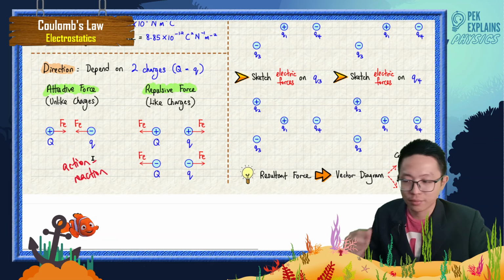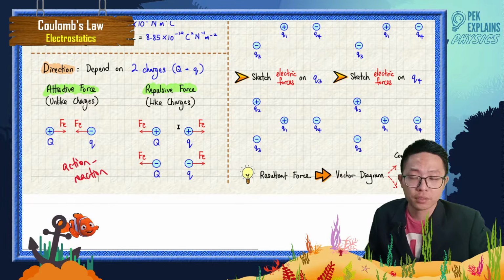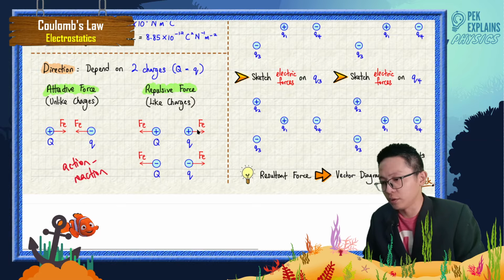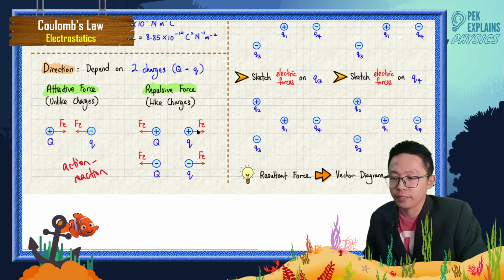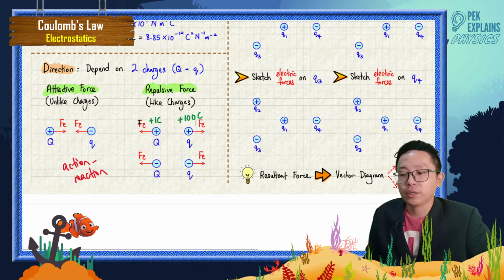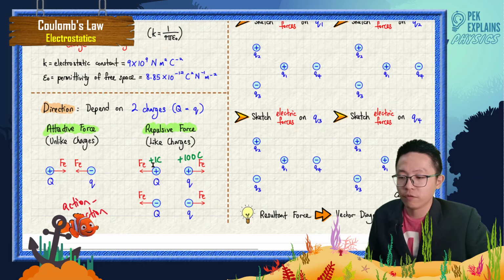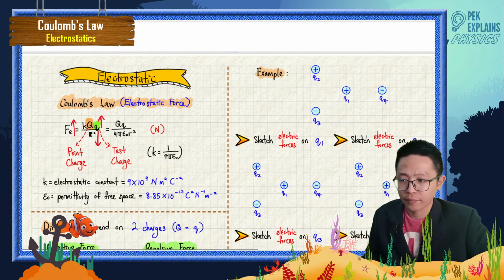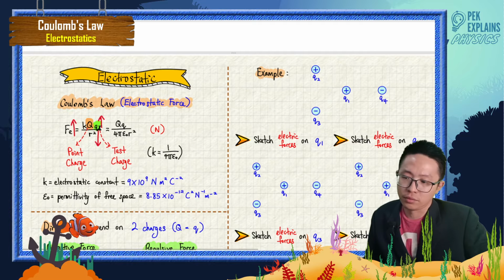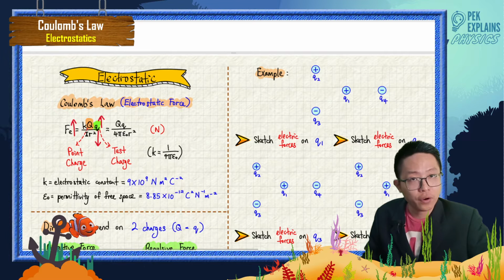What is meant by action-reaction force? Look back to your semester 1 chapter on forces. It means they have the same magnitude but opposite direction. For example, if the first charge is only one coulomb, positive, and the next charge is positive, maybe 100 coulomb, what do you think these two forces will be? Will they have the same force? Yes. Both forces are calculated by the same formula, Q times Q, so they end up with the same value of force.